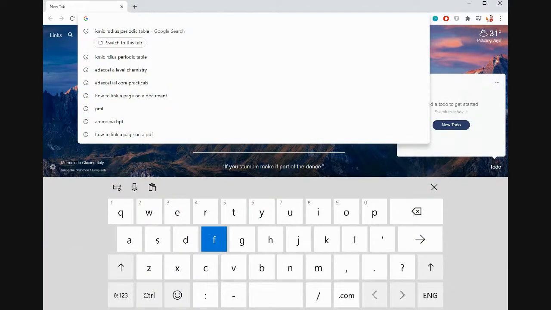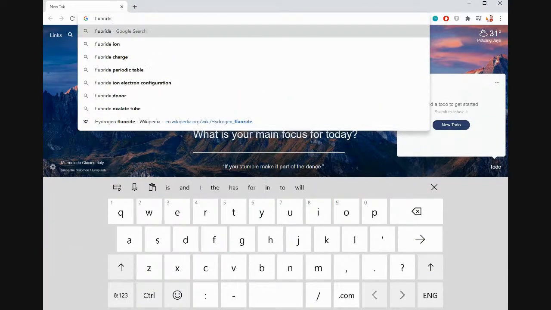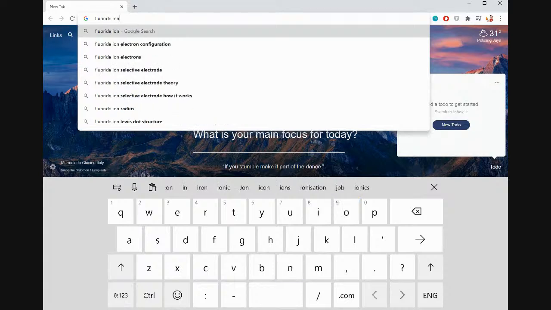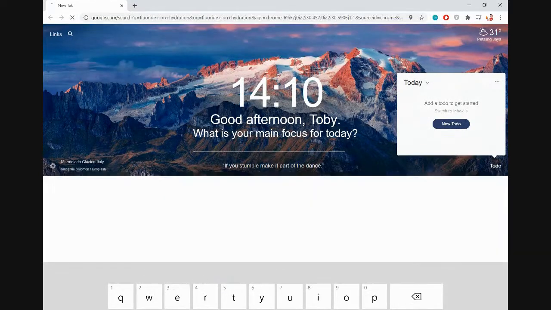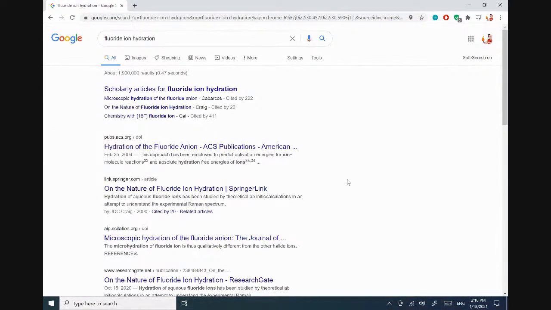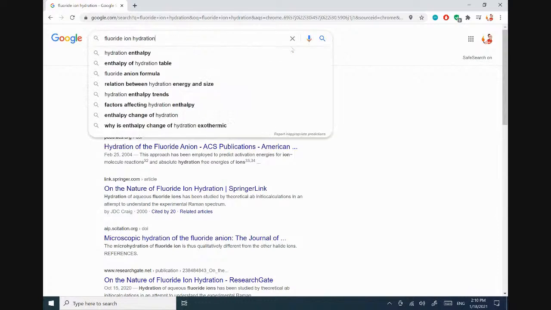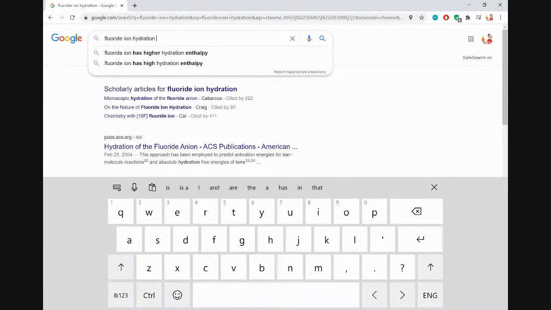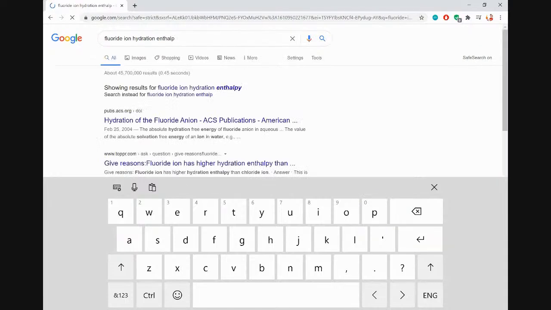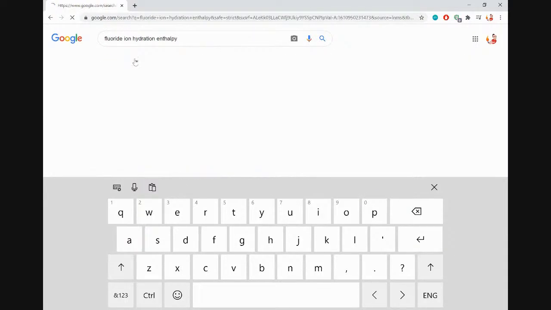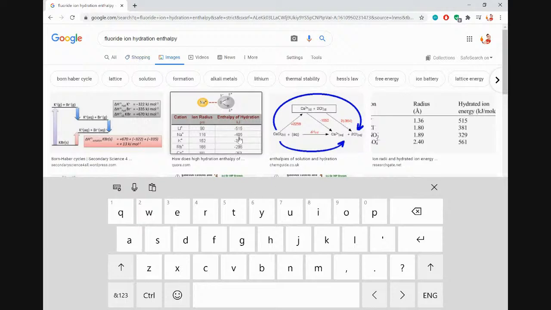So I should be asking you guys to do this. Fluoride ion hydration enthalpy. Yeah, that'd be great. I need to add the word enthalpy on the end of that. Really good question, Nikita. I've never had anyone ask it. Let's do images. There we go.